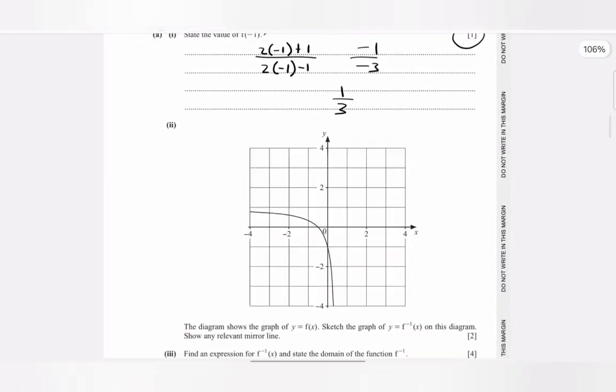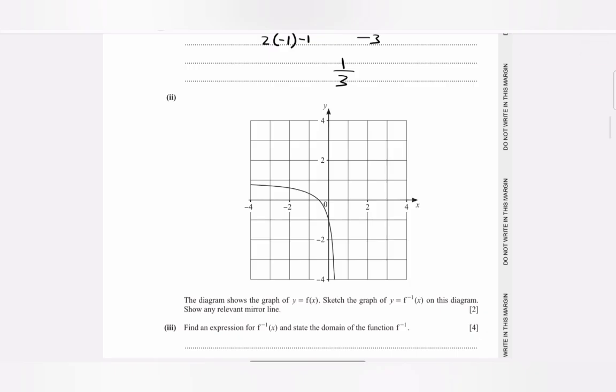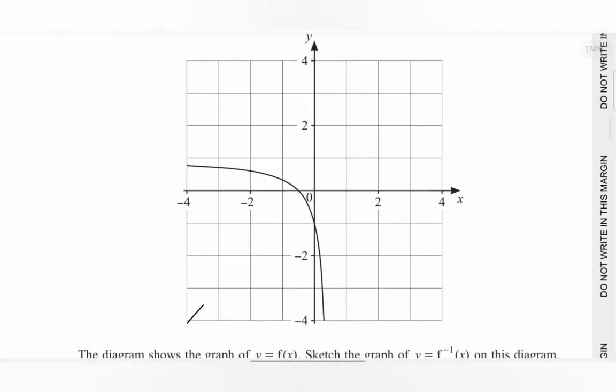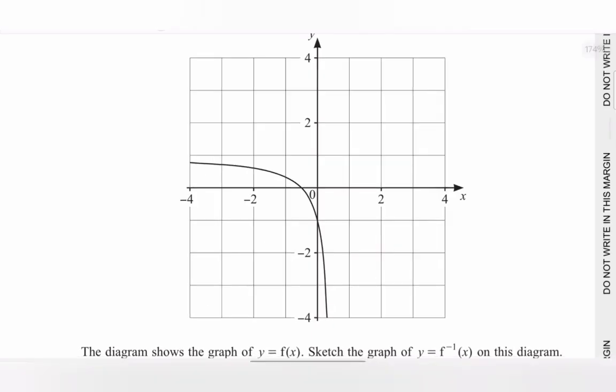And for the second part, it says the diagram shows the graph of y equals f of x, and says sketch the graph of its inverse on this diagram and show any relevant mirror lines. So we need to remember that the graph of an inverse is a reflection of the graph of the original function in the line y equals x, meaning the line y equals x is our mirror line. And now y equals x passes through the origin like this.